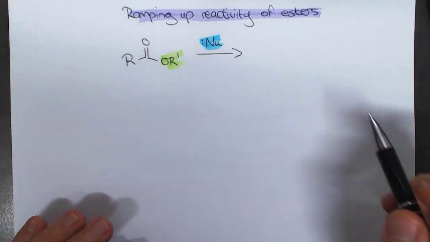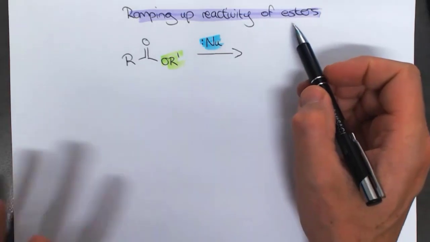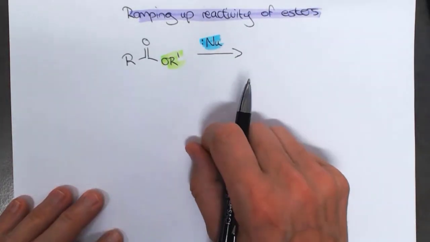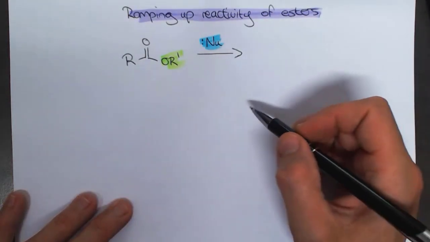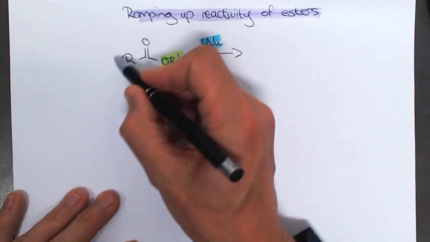In this video, I want to talk a little bit about how we can ramp up the reactivity of esters. There's actually two ways that we can do it, and we're going to deal with just one way in this particular video. So just to remind you, what we've looked at so far is where we have something that's an ester.